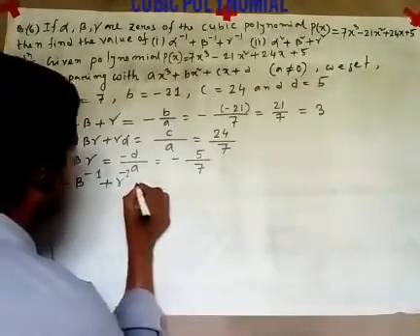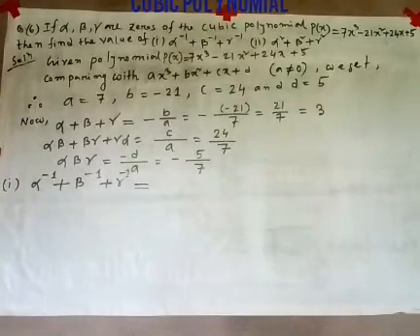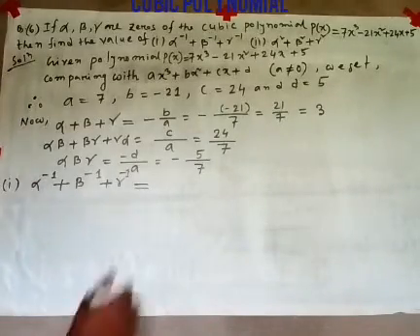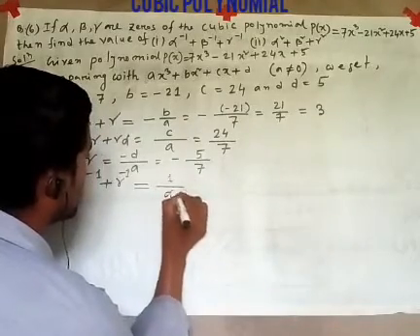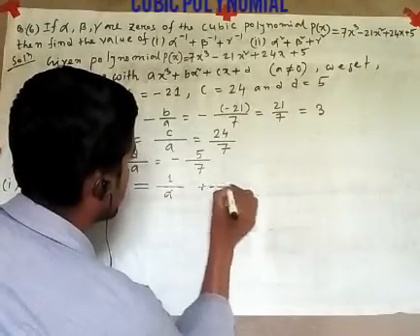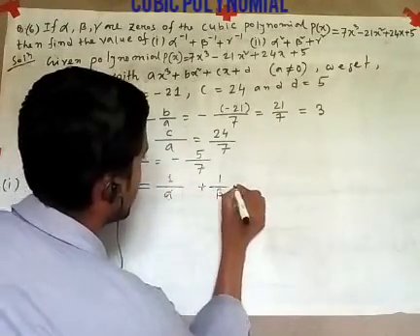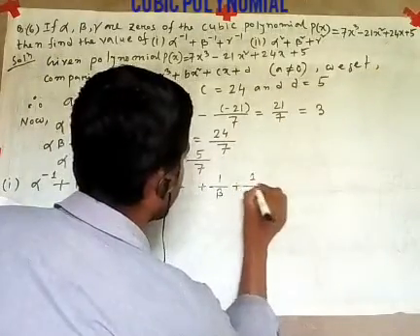This is equal to, what is this? Alpha inverse means 1 by alpha. Beta inverse means 1 by beta. Plus gamma inverse means 1 by gamma.